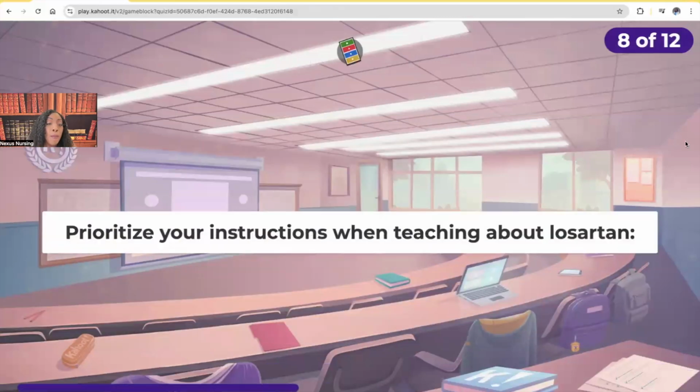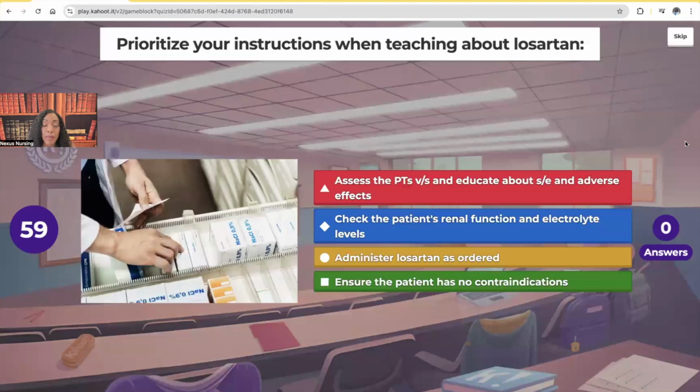All right, ordered response. Prioritize your instructions when teaching your patient about losartan. Here are your choices. Assess the patient's vital signs and educate them about the side effects and adverse effects. Check the patient's renal function and electrolyte levels. Administer the medication as ordered. Ensure the patient has no contraindications. What are you going to do first, second, third, and fourth? You guys that are on the live, give it to me in order. Everyone knows what they're going to do first, but you don't know what you're going to do second, third, or fourth?